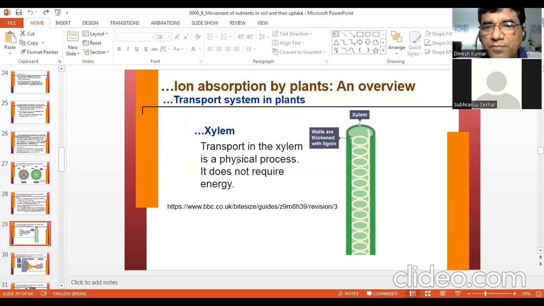Transport in the xylem is a physical process. Once the nutrient or water has entered the xylem vessels, then transport is a physical process. It does not require energy. So this is something I got from bbc.co.uk. I put the slide up, so you can know a little more on this.